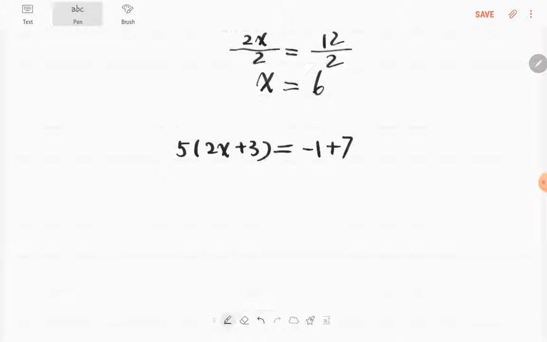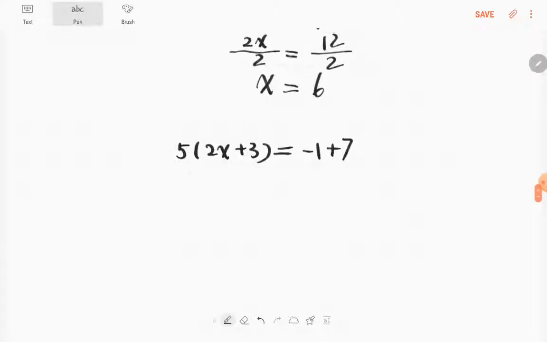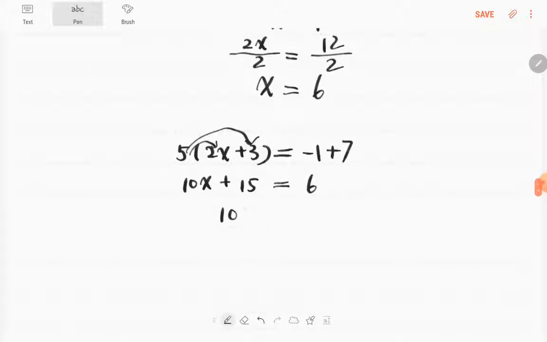So this case is just the same thing, but this time we should use the distributive rule. When you do the distributive rule, you should be extremely careful, don't miss anything, okay? So 10x plus 15. And this time, negative 1 plus 7 will get positive 6. So next step, we should try to isolate the x term by minus 15 both sides.